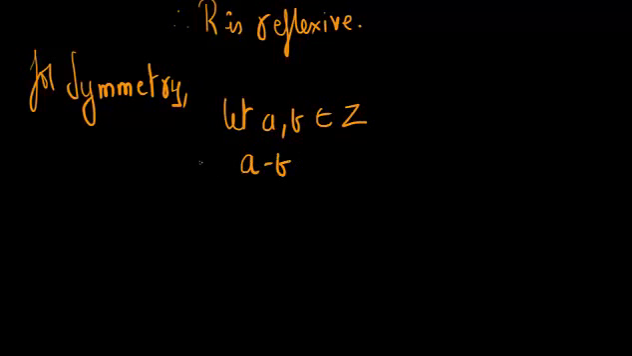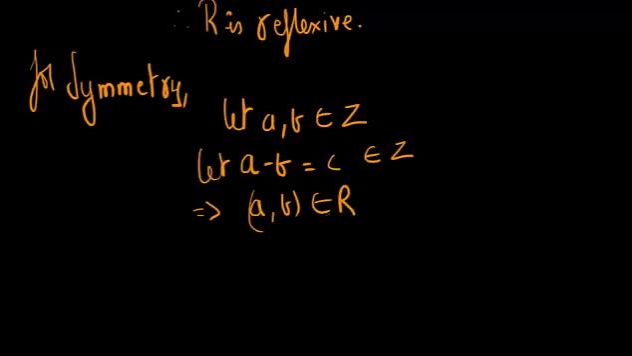What is A minus B? I'm going to say let A minus B be equal to C, which belongs to the integer Z itself. What is C? It's the difference between them. So basically what am I saying here? I'm saying A, B actually belongs to R. This is the condition that I was talking about. For symmetry, we have to put this condition. Now, taking this condition to be true, I will go ahead and prove that the other condition will also be true. I have here that A minus B is equal to C, right?